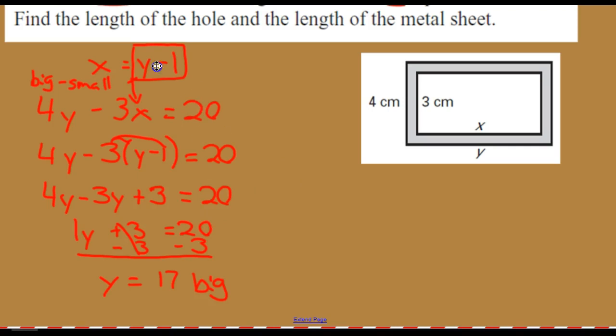Then we can put that 17 back in here. So we have x equals 17 minus 1, so x equals 16. 16 is the small or the hole. Those are the areas of those two sheets of metal.